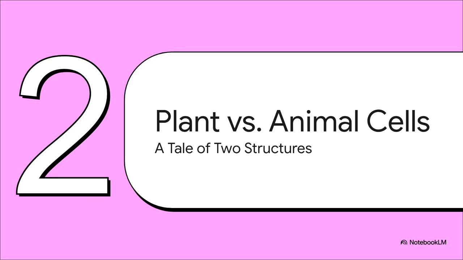All right, part 2. Plant versus animal cells, a tale of two structures. Now that we've got the basics down, let's zoom in a little further. If we compare the cellular blueprints of totally different living things, the contrast is actually pretty wild. Take human cheek cells, for example. Animal cells. They've got these soft, irregular, gelatinous borders. They look super fluid, almost like drops of spilled paint, right?